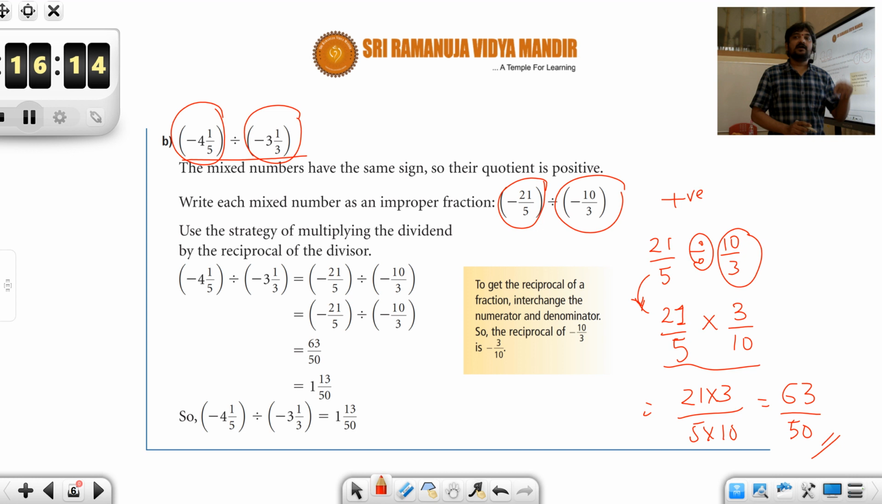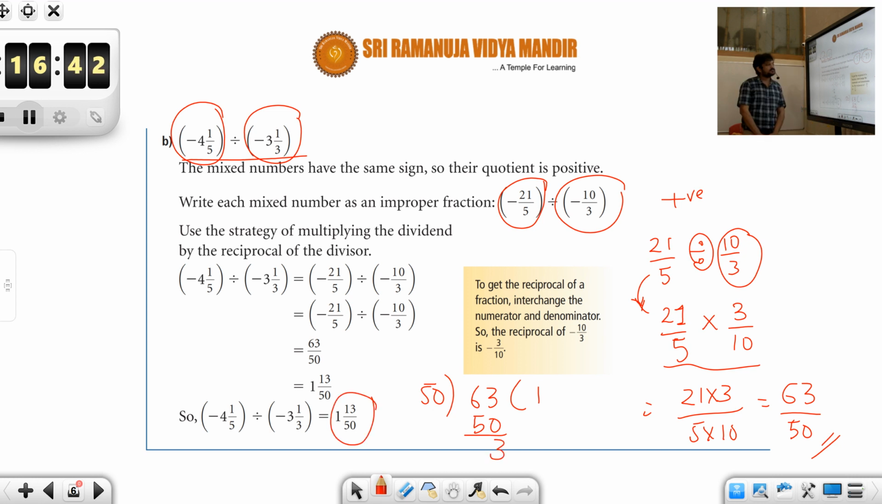So now you have got 63 by 50. Can you express this improper fraction in mixed form? So that is, divide 63 with 50. 50 times 1 is going to be 50, and then you will be getting 13. So this result is going to be 1 and 13 upon 50. Okay, students. So this is how we have found the answer, and the sign is positive because we are dividing two negative numbers. So the sign doesn't change.